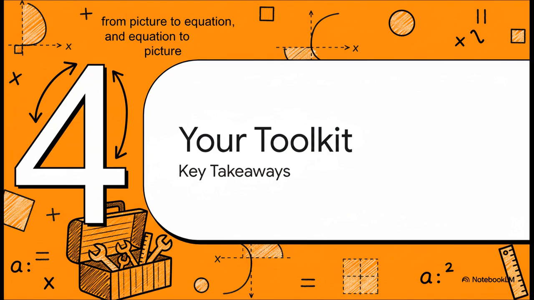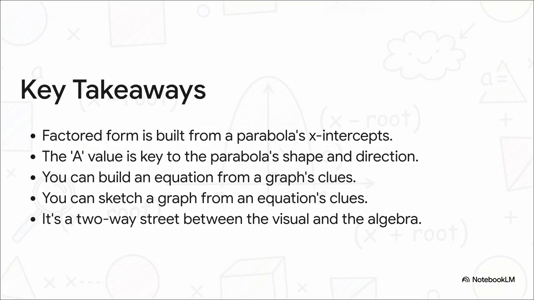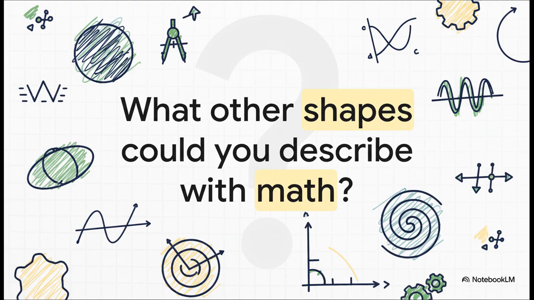Okay, so we've gone from the picture to the code, and from the code back to the picture. Let's wrap up. What are the key tools you should really have in your back pocket now? So here's the bottom line. Factored form is all about those x-intercepts. That a value is what fine-tunes the shape. And most importantly, you got to remember this is a two-way street. You now have the skills to look at a graph and write its story, or to look at an equation and draw its picture. So you did it. You've cracked the parabola's code.